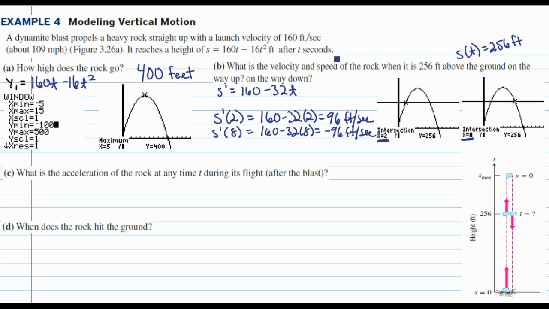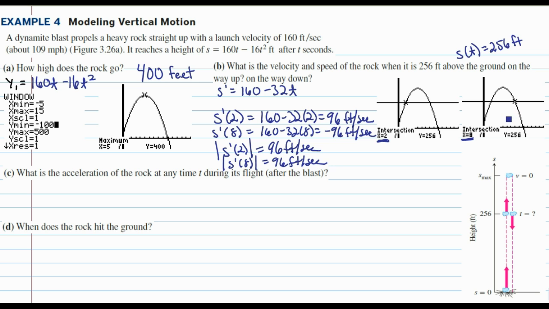But it's asking for what the velocity and speed of the rock are. So the velocity would be 96 feet per second, and negative 96 feet per second. And then we can make the conclusion that the absolute value of s prime of 2 would still be 96 feet per second, and the absolute value of s prime of 8 would also be 96 feet per second. So there we gave both the velocity and speed of the rock on its way up at 256 feet above the ground and on its way down at 256 feet above the ground.